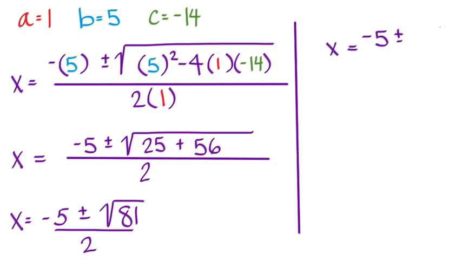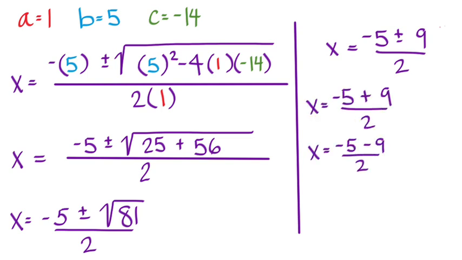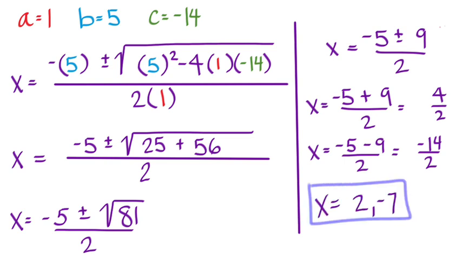So then we have x equals negative 5 plus or minus 9 divided by 2. So that's two different equations. Negative 5 plus 9 divided by 2 and negative 5 minus 9 divided by 2. That gives us 4 over 2, which is 2. And it gives us negative 14 over 2, which is negative 7. So we get 2 and negative 7.